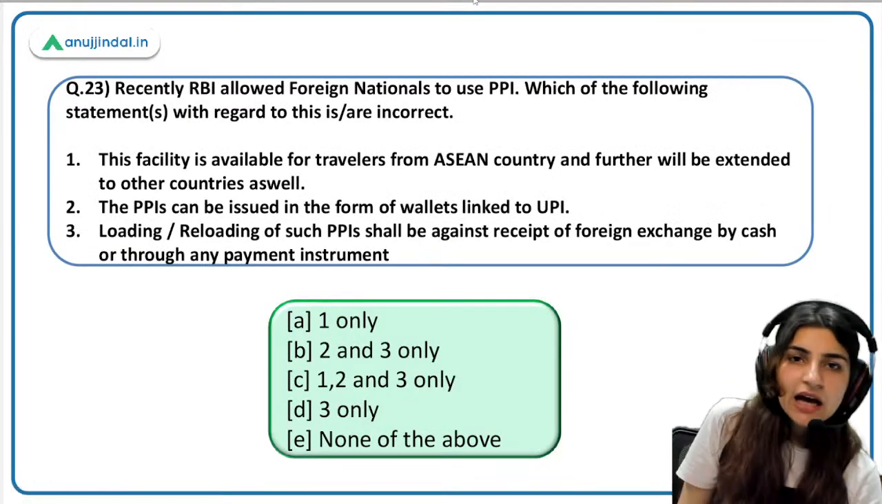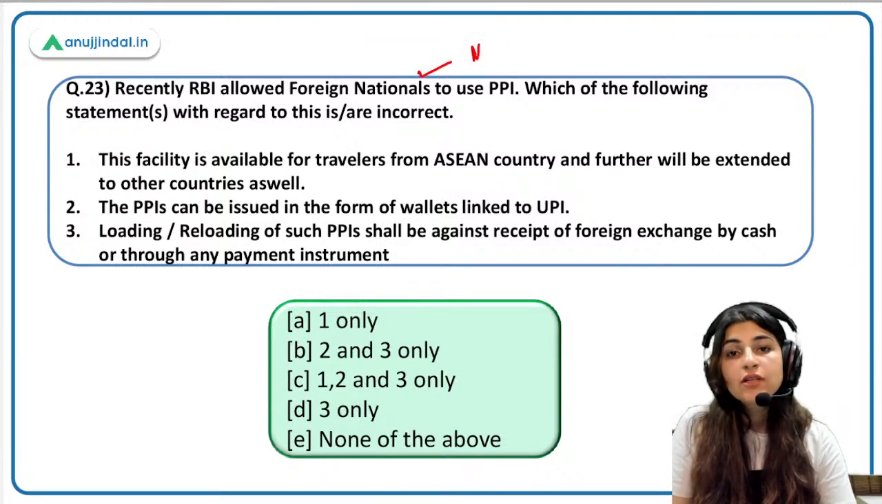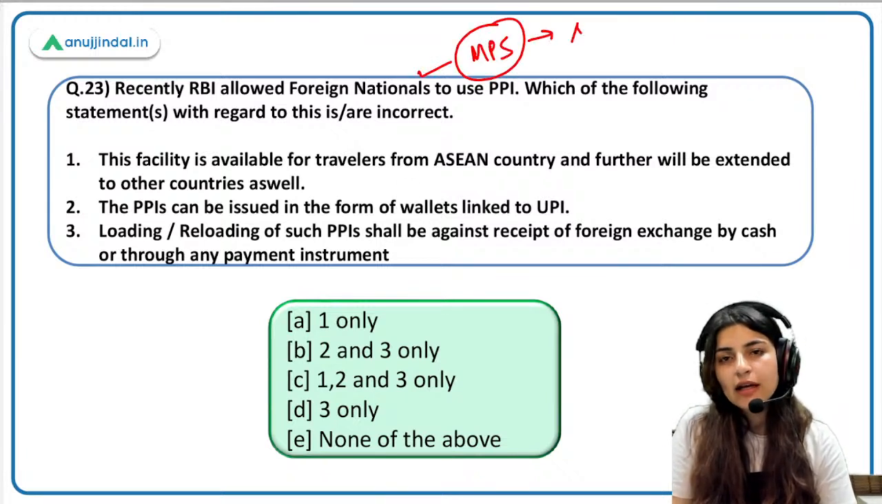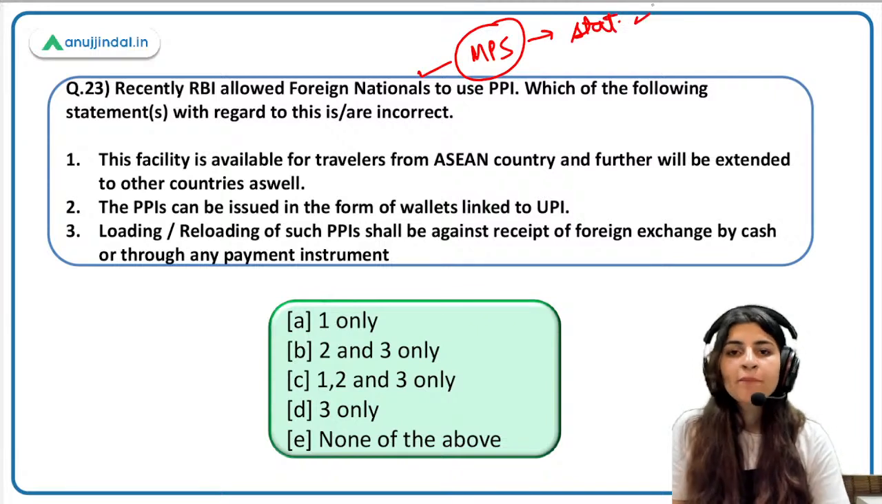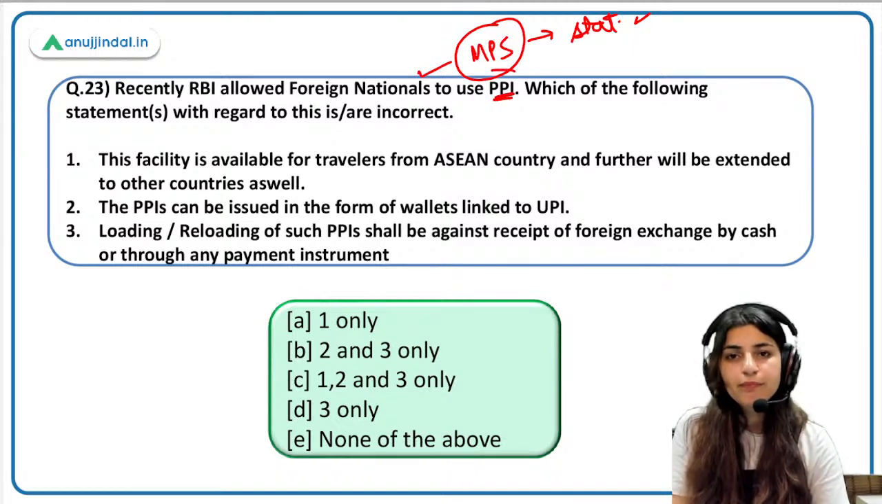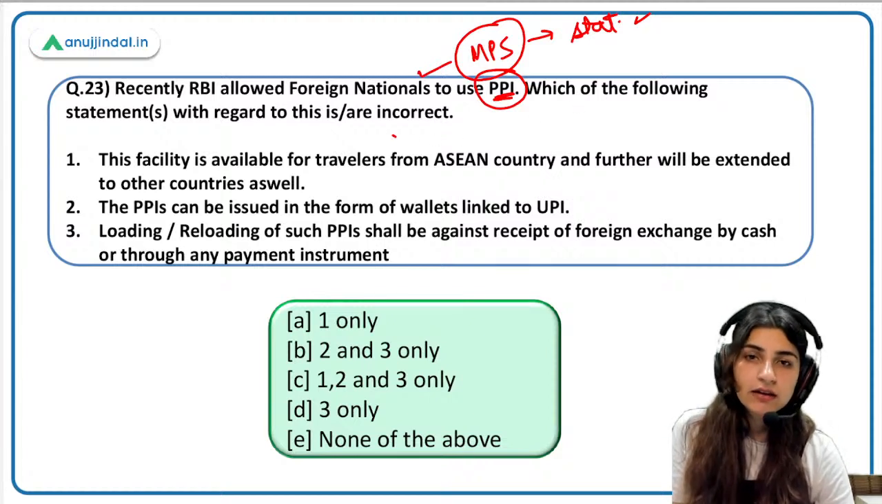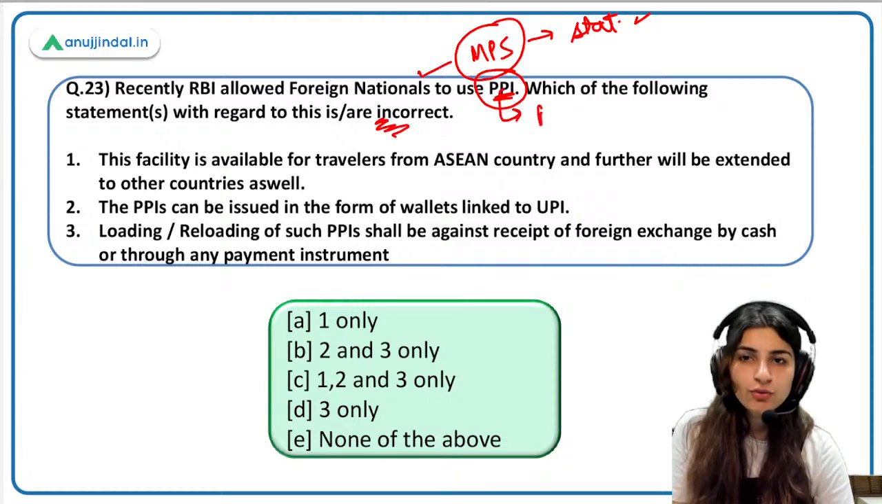Recently RBI allowed foreign nationals to use PPI. This was announced under the monetary policy, in the statement of developmental policies, that foreign nationals can now use UPI through PPI. PPI, okay. Which of the following statements in this regard are incorrect? Prepaid payment instruments.